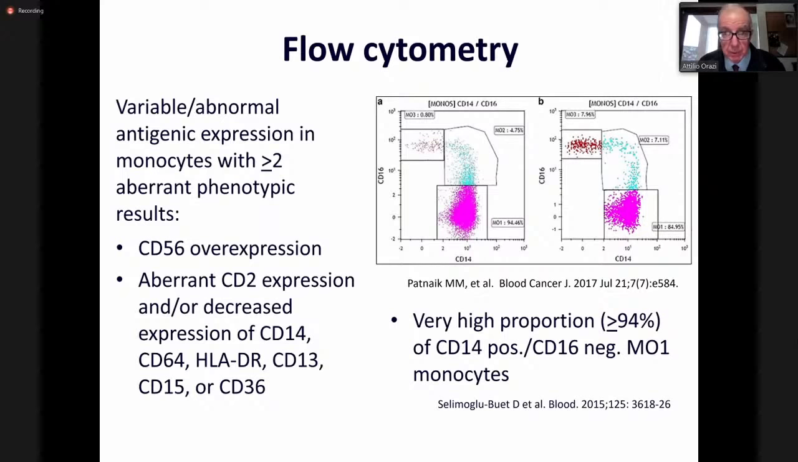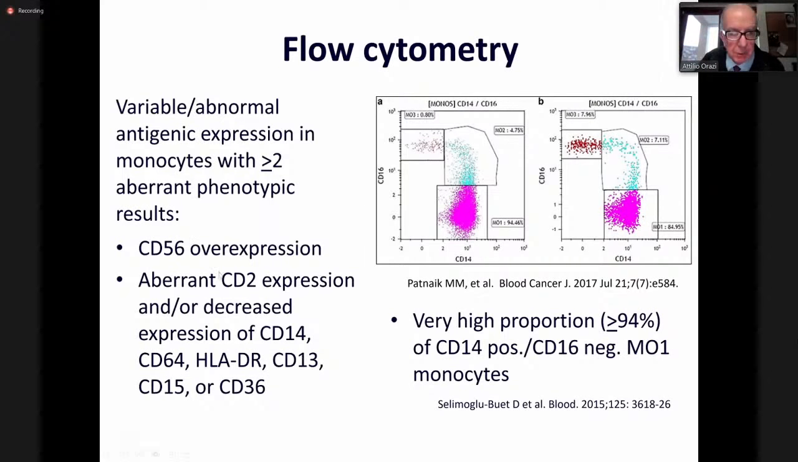So I think flow cytometry is more, in my opinion, useful in CMML, particularly the proliferative type, if you send 10 ml in heparin from peripheral blood, and you can do this. The WHO talks about variable abnormal expression, with at least two abnormalities, the commonest one being overexpression of CD56. You can have aberrant CD2 expression in myelomonocytic cells, obviously a T cell marker, and expression of other markers which can be decreased, sometimes increased. Anyway, abnormal expression might allow you to pick up a cluster of cells fitting with CMML.